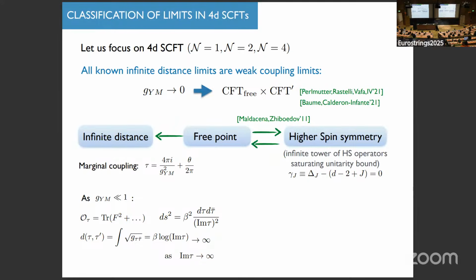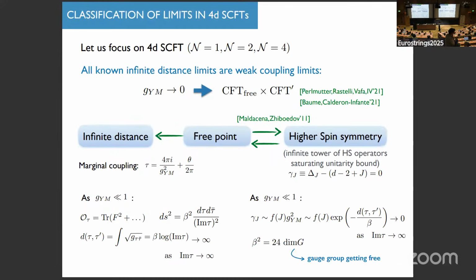Now, the point is that when we have a free sector, it was shown by Maldacena and Zhiboedov that that's equivalent to having a higher spin symmetry, in the sense that we have infinitely many higher spin operators saturating the unitarity bound. So you have conserved higher spin currents. You can see what's going on now: whenever we have these weak coupling limits, they are at infinite distance, but they also have these higher spin operators that saturate the unitarity bound.